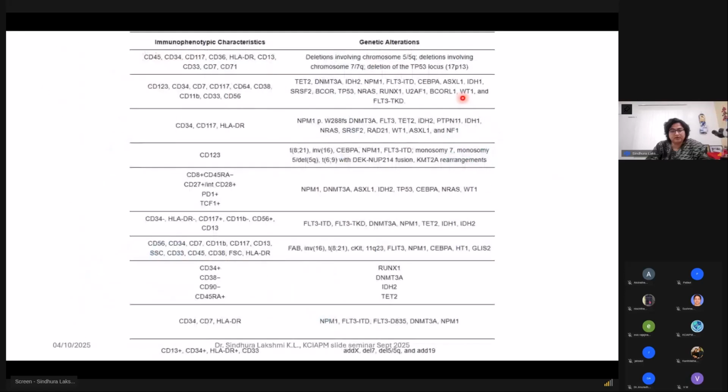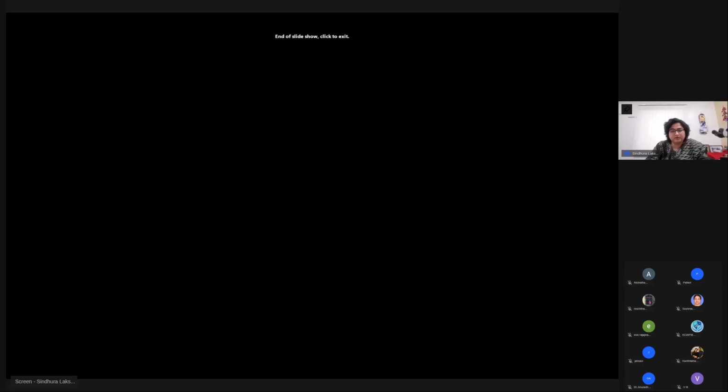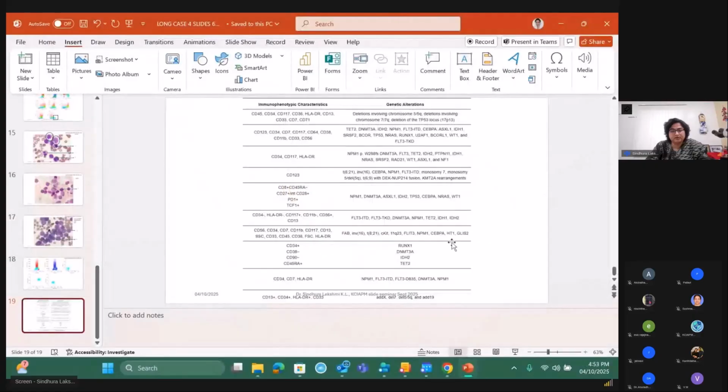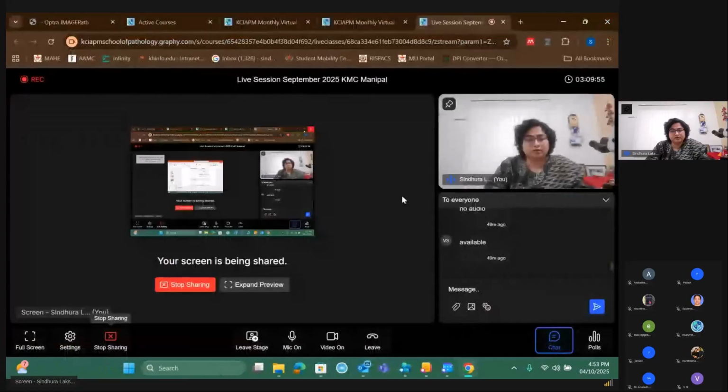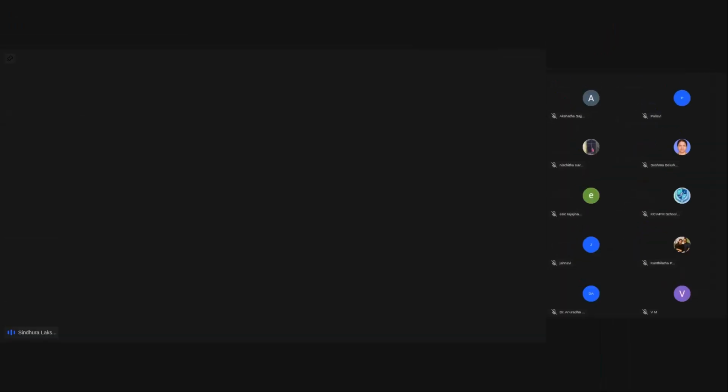Now, I will not go into this table in detail. This is also taken from a journal which I have mentioned, the previous one. So a lot of immunophenotypic characteristics can alert you to genetic alterations. You must be vigilant when you are counting the nucleated cells. It is very, very important that you do an absolute differential count of all nucleated cells to arrive at the correct classification.